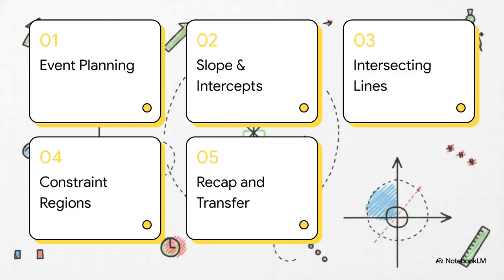Okay, let's quickly run through our agenda for today. We'll kick things off with planning the school event, then move into slope, intercepts, and units. After that, we'll hit systems and intersecting lines, followed by budgets and constraint regions, and then we'll wrap it all up with a quick recap and a transfer task.